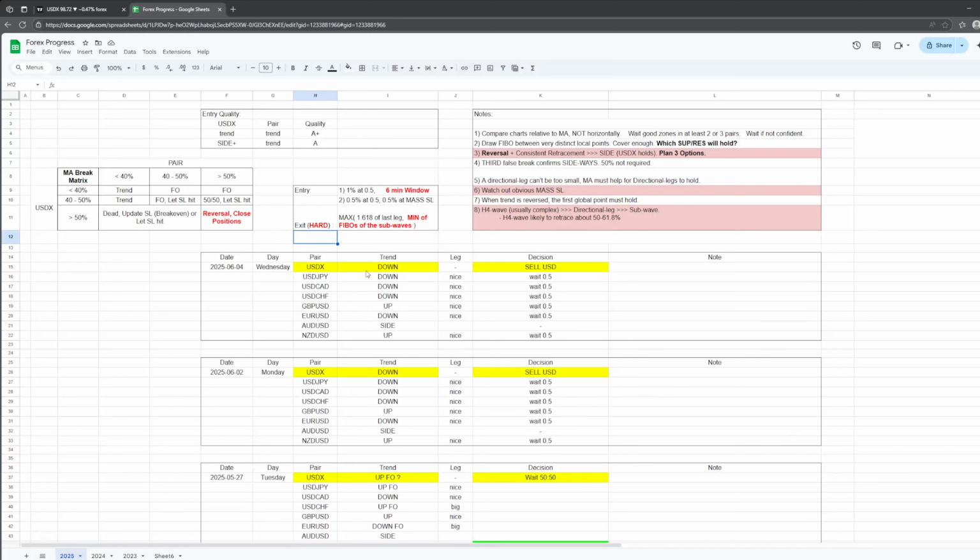Let's write it down. Today is June 4th, Wednesday. USD index trend is down, and our decision is to look for opportunities to sell USD.